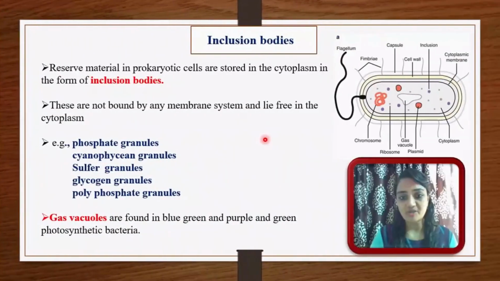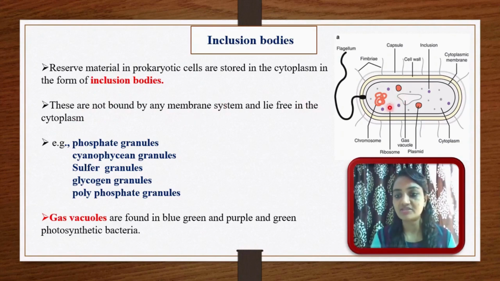Another topic is inclusion bodies. Let me try to explain what inclusion bodies are. Reserve material in a prokaryotic cell, which is unused material, is stored in the cytoplasm in the form of inclusion bodies. Let me repeat: reserve material in prokaryotic cells is stored in the cytoplasm in the form of inclusion bodies. These are not bound by any membrane system and lie free in the cytoplasm.